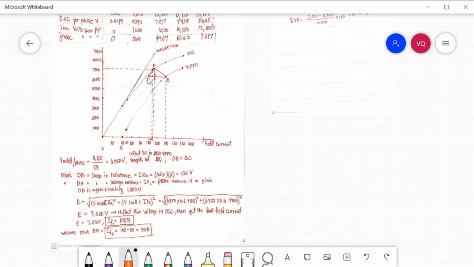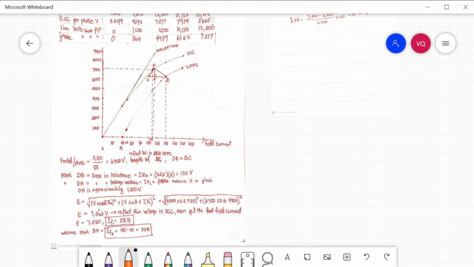Now, point DB, this one, D and B, is the drop in resistance, that is IRA. The I is the full load current, which we solved earlier, that is 52.5 multiplied by the per phase armature resistance, which is 2. The IR drop will be 105 volts. Next, point DH, this is H, is the drop in leakage reactance, or the IXL. You can measure this one on your x-axis. So approximately that is 1,000 on the y-axis. Reflect this H here, and then you will get approximately 1,000 volts.